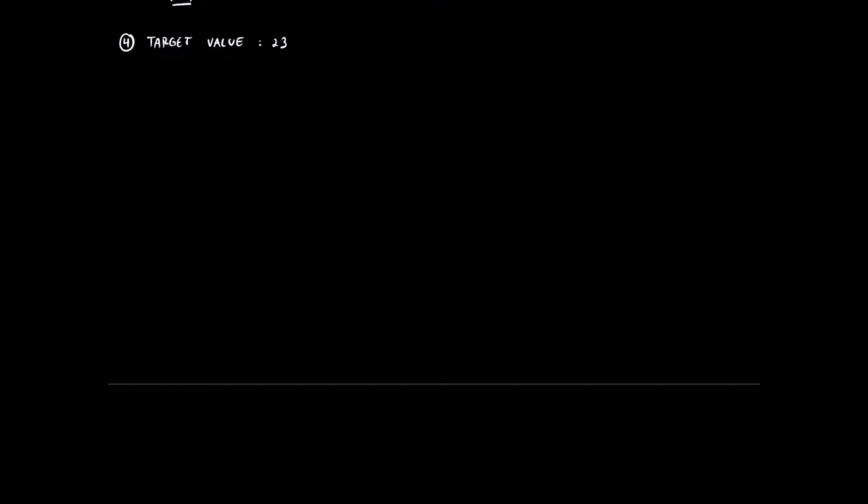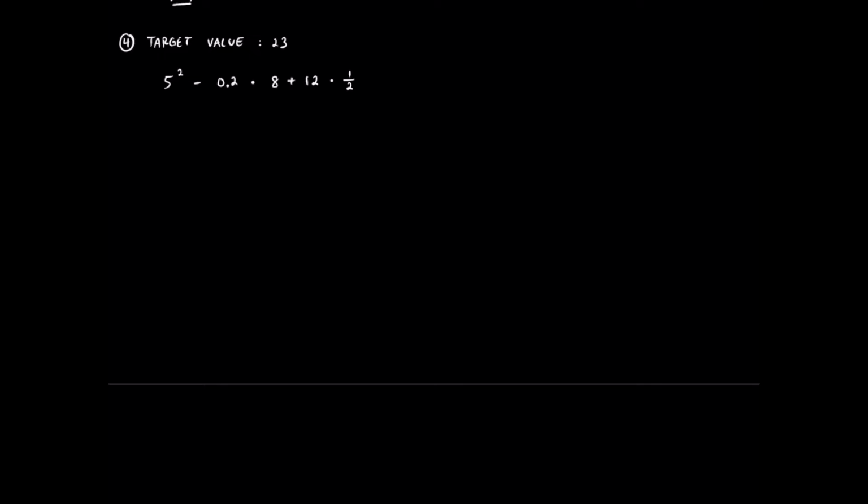Let's try another one. This one's a little bit trickier. Let's try this one where we have a target value. Target value is going to be 23 here. Okay, so I'm going to give you an expression, and let's see if we can make it equal to 23. So let's do 5 to the 2nd power minus 0.2, or 2/10, and then let's multiply that by 8 plus 12, and then multiply that by 1/2.